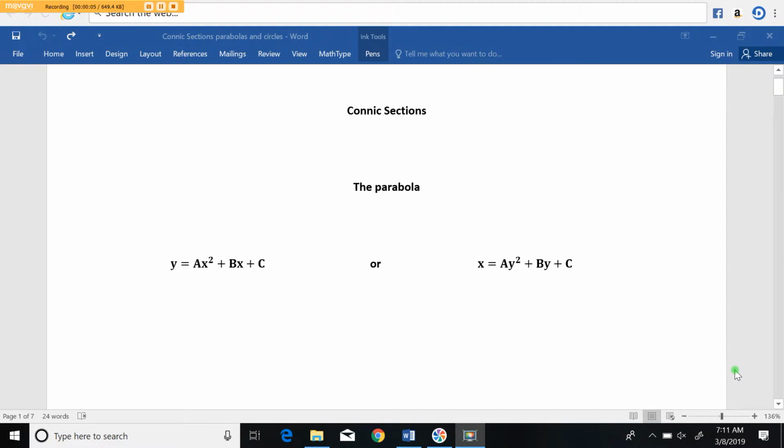I'm making this video here to help you understand how to graph parabolas. And first of all, chat about this. Parabolas come in two types. You have parabolas that open vertically, either up or down.